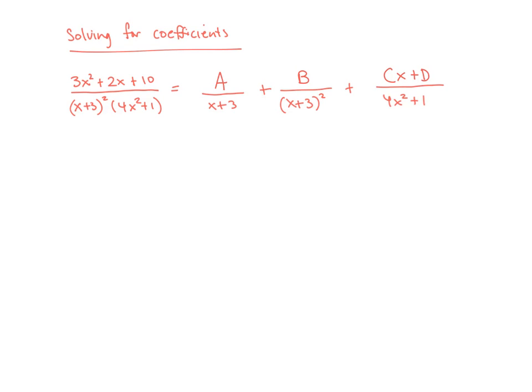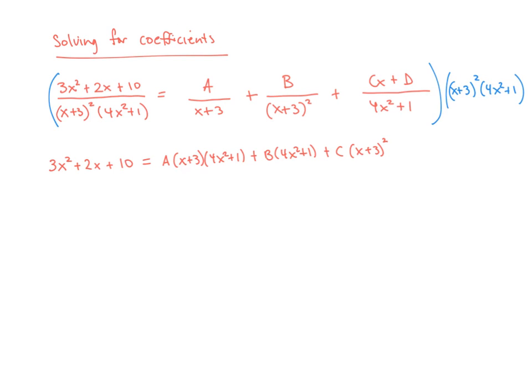Our next step is to multiply through by the denominator on the left side, which will allow us to clear the fractions. Notice this is similar to finding a common denominator. Because the A part already has an x plus 3 in the bottom, we only need to multiply by 1 x plus 3 and the 4x squared plus 1. The other x plus 3 cancels out. Likewise with the B, the (x plus 3) squareds cancel out. And with the Cx plus D term, we just need to multiply by the (x plus 3) quantity squared.